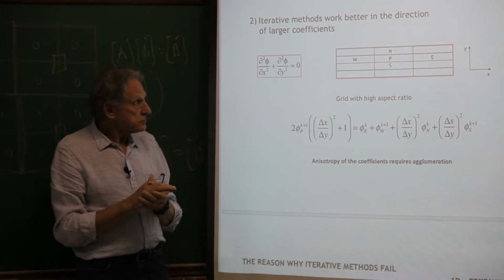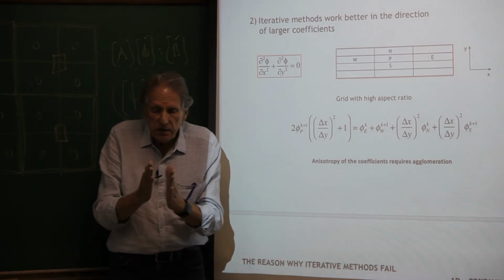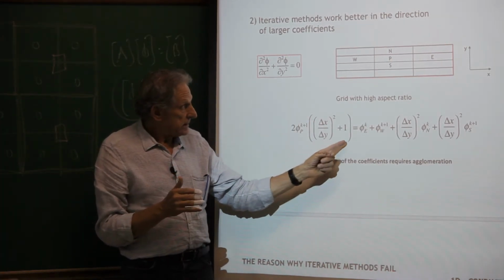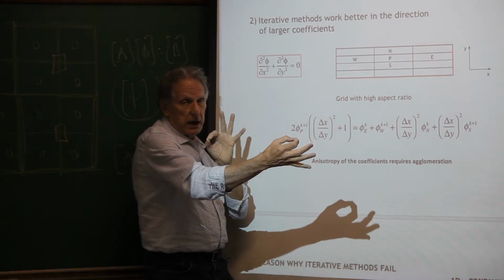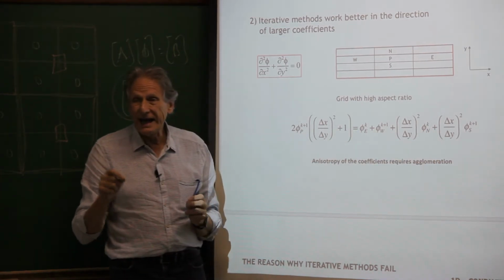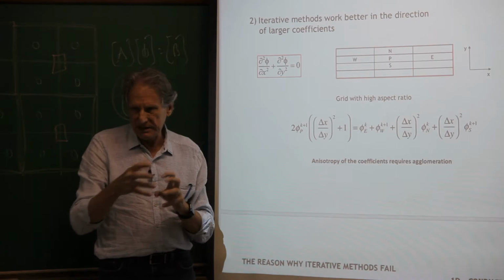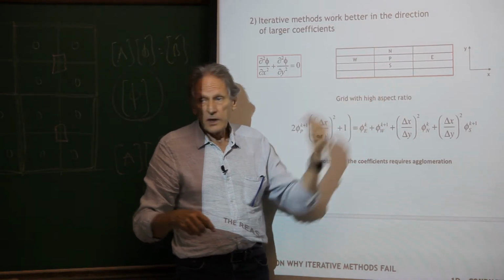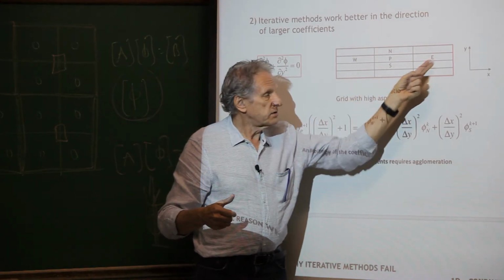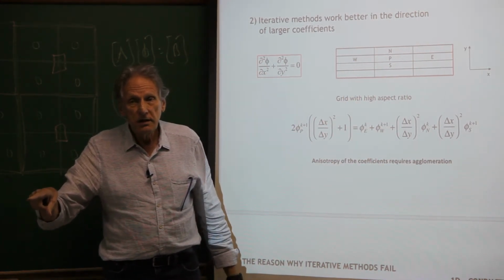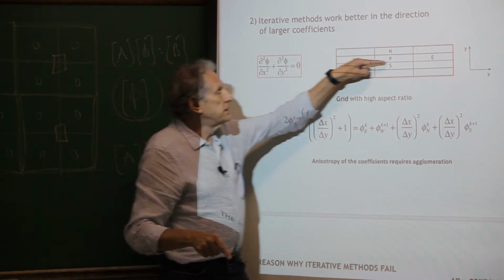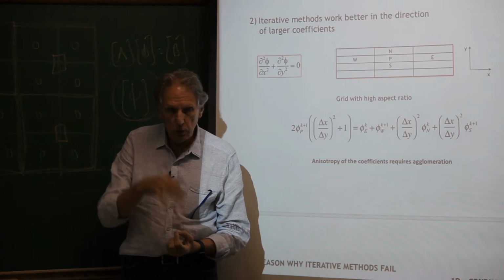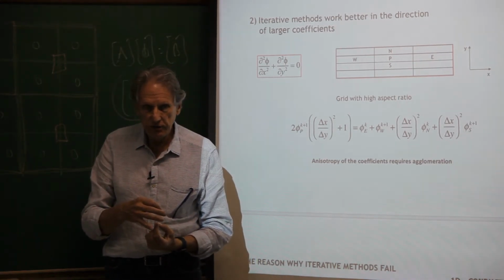But when everything is diffusive, the nice thing would be to have all squares, because the coefficients will be those of a square grid. But here, if you have a large dx, your coefficients will be anisotropic. Anisotropic in terms of mathematics, of course, not physics. The coefficients in this direction are much larger than in this direction. So if you are using an iterative method, it doesn't work well if you go in this direction, because they are weaker coefficients. It will work in the direction of the large coefficient.